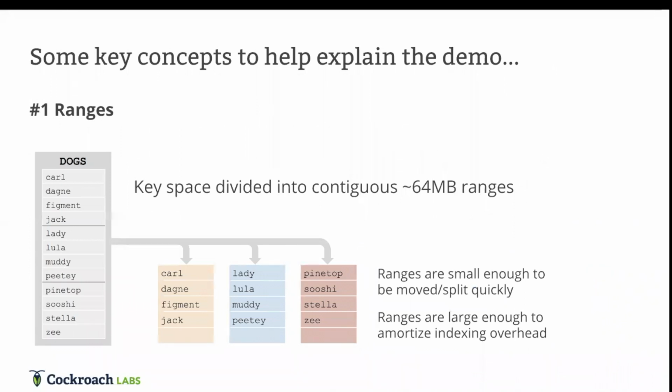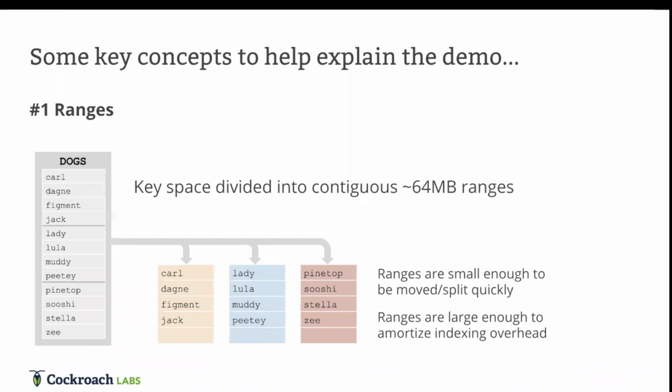But there are three core technical concepts that are really critical to understand. Number one, the concept of a range. Every table in CockroachDB is basically represented as a monolithic ordered set of data. And so here we have a dogs table. You see it's all ordered alphabetically by dog name.